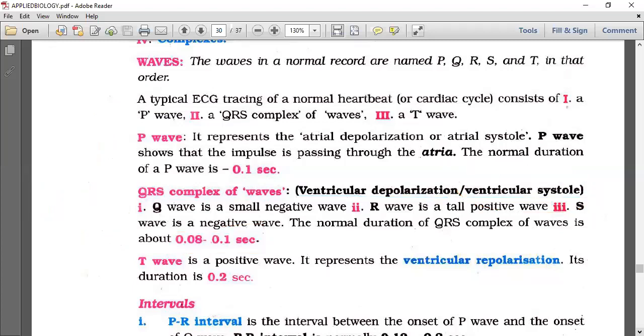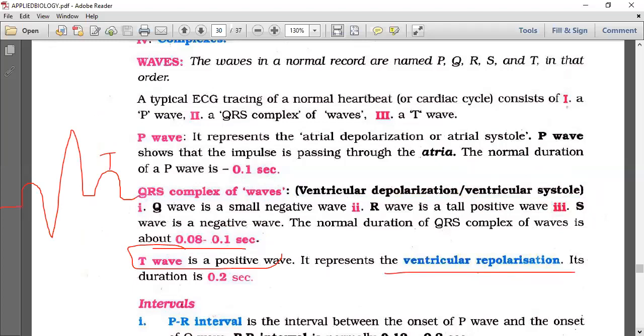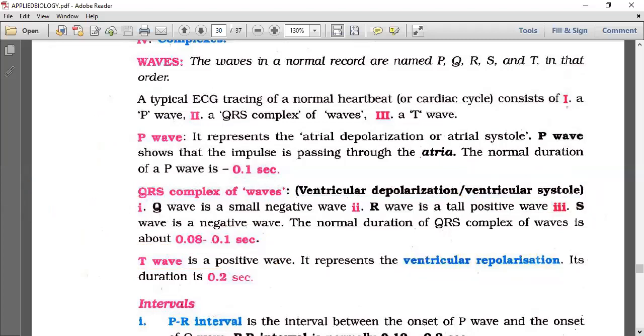Next, the T wave. The T wave is a positive wave. So we have completed the P wave, then the QRS, then the T wave. This is the T wave. It represents ventricular repolarization. Its duration is 0.2 seconds.